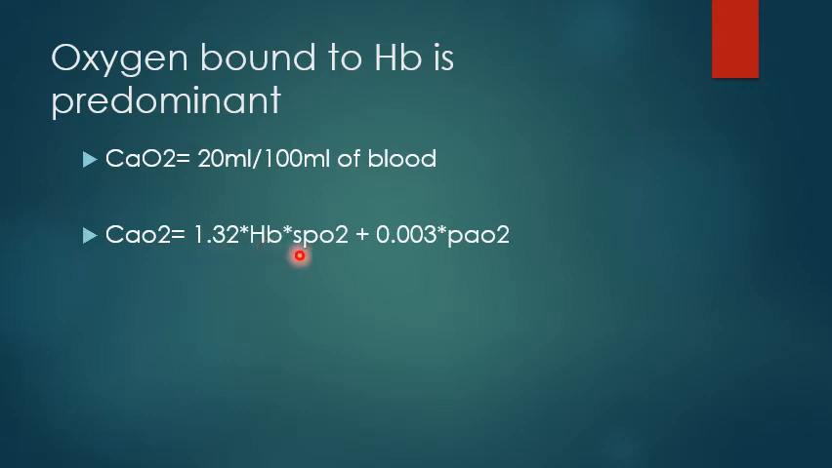So 15 into 1.32 into SpO2, which is 100%, that itself will be 19.7, plus 0.003 into PaO2. PaO2 is 100, so it's 0.3. This is not a theory lecture, so there's no point in going into details. Almost the entire 20 ml is carried in hemoglobin. It is the hemoglobin which makes it possible to carry 20 ml of oxygen in 100 ml of blood. If there is no hemoglobin, 100 ml of blood can only carry just 1 ml of oxygen. So you are able to carry 20 ml just because of hemoglobin. It's enough, you remember that.